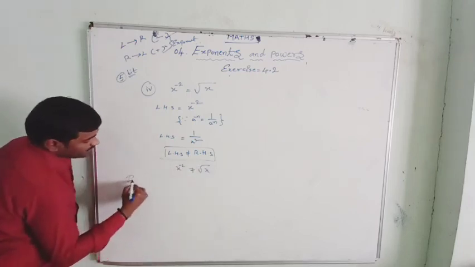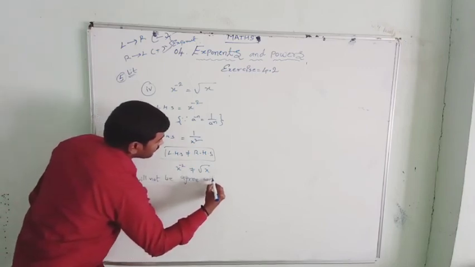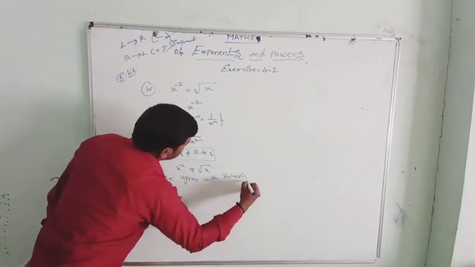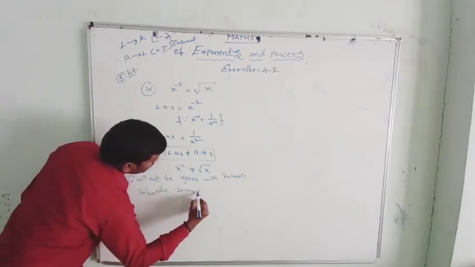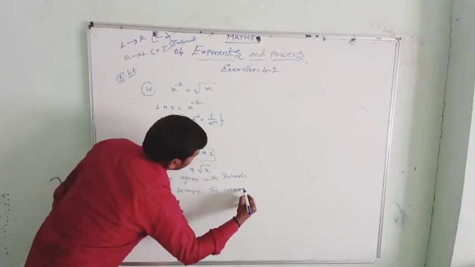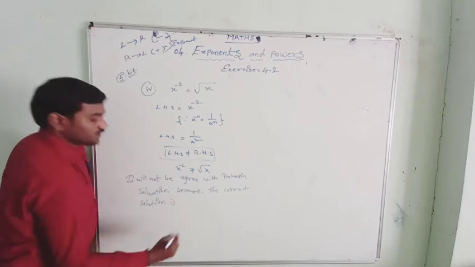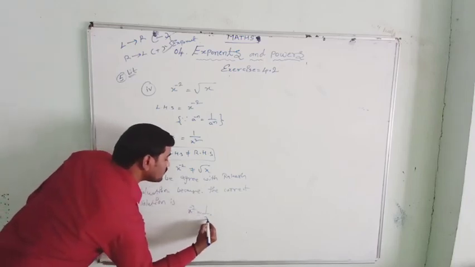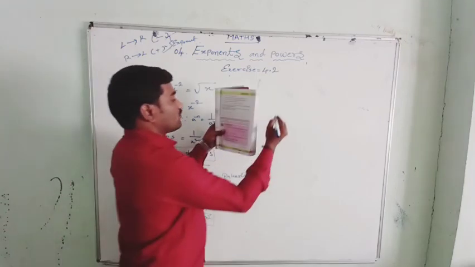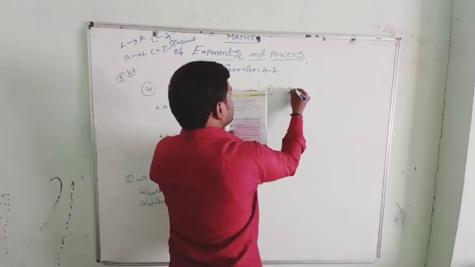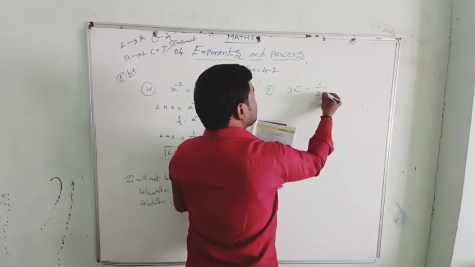Yes, I will not agree with Rakesh's solution, because the correct solution is x to the power of minus 2 equal to 1 by x to the power of 2. This is what you need to write. The remaining problems, do in the same way, and we go for the fifth one, and this is the last one. 3x to the power of minus 1 equal to 1 by 3x.